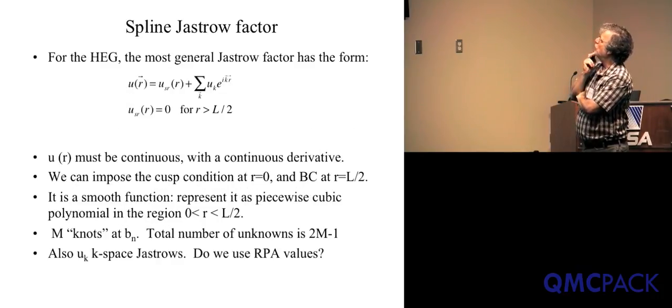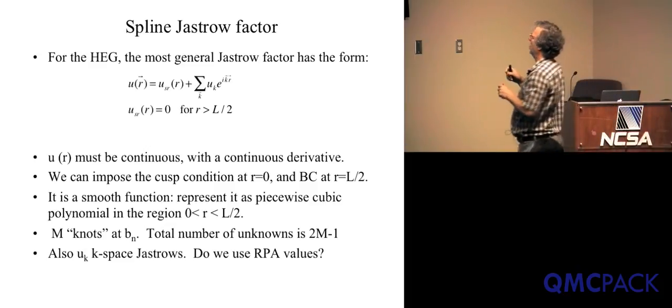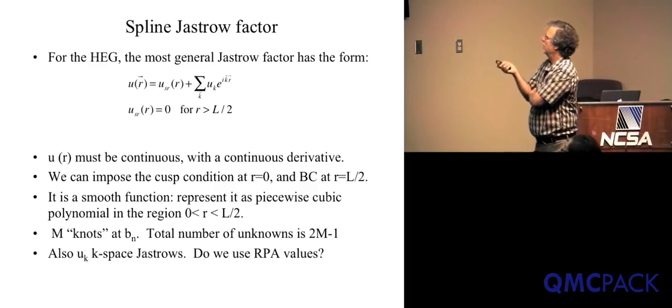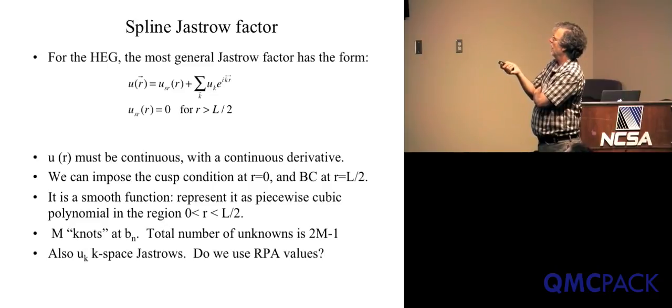Now, what about this U factor? Well, HEG, by the way, is a homogeneous electron gas. If you just have electrons without any nuclei or ions, we can expand the best Jastrow factor into a short-range part and a long-range part.